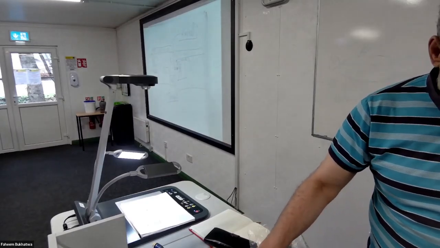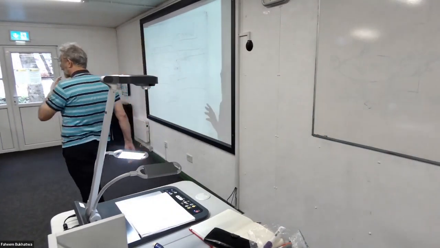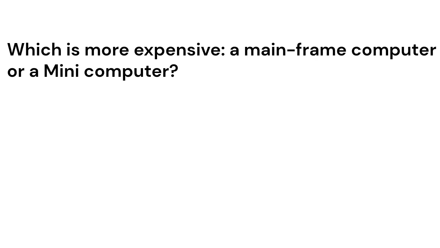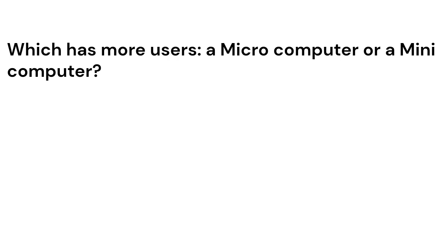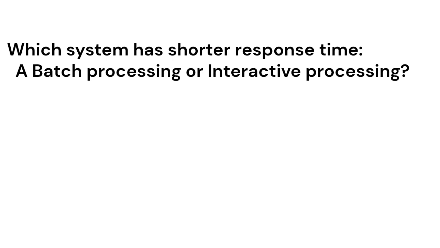Let's go back. I'm going to stop this now for a second. Okay, quick questions. Which one is more expensive, a mainframe or a mini computer? A mainframe. Which has more users, a microcomputer or a mini computer? A microcomputer. A microcomputer is like a personal computer, like your laptop, one user. And which one has shorter response time, batch processing or interactive processing? Interactive processing.